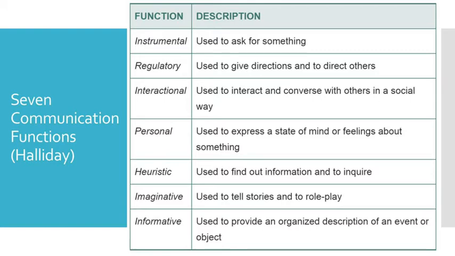Heuristic function is used to find out information and to inquire. Usually, questions are used for a heuristic function. A question like, "What does this tool do?" can be an example. Informative function is used to provide an organized description of an event or object. Here is an example of a sentence for an informative function. COVID-19 is a virus identified as the cause of an outbreak of respiratory illness first detected in Wuhan, China.